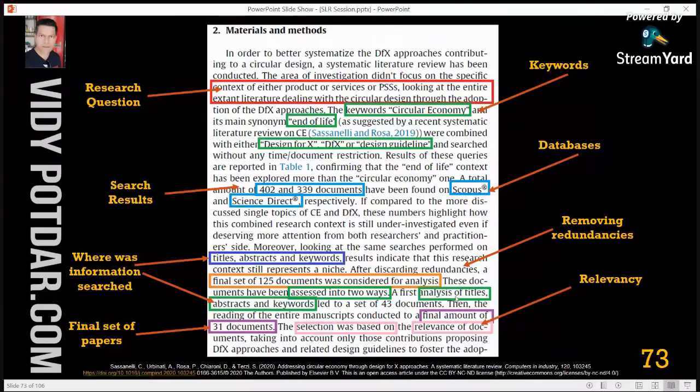A first analysis of titles, abstract and keywords led to a set of 43 documents. So from 402 and 339 to 125 to 43. See how they have reduced the scope, or reduced the papers. Then reading the entire manuscript led to a final amount of 31 documents. So in this paper, they are going to review 31 papers, 31 research articles.